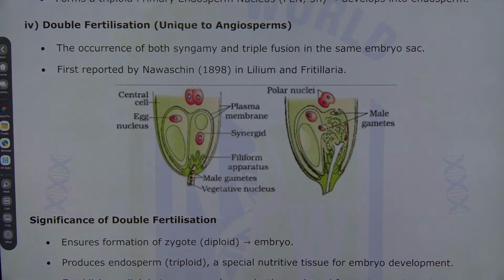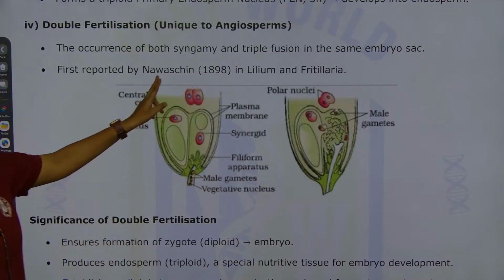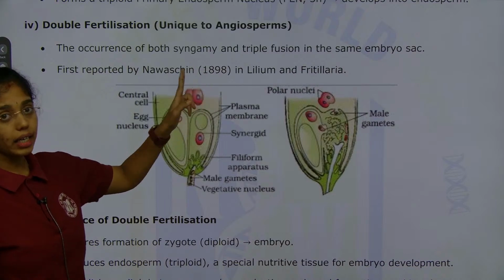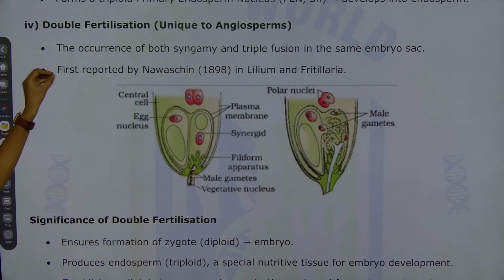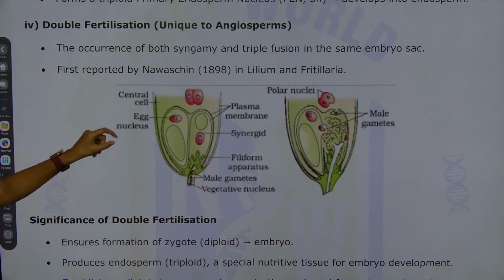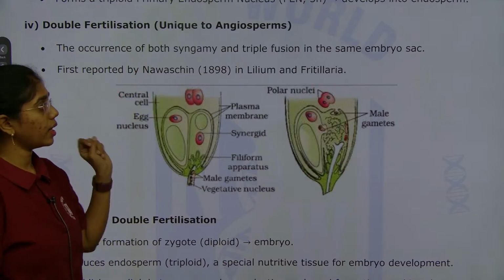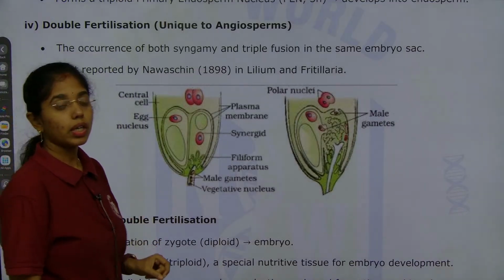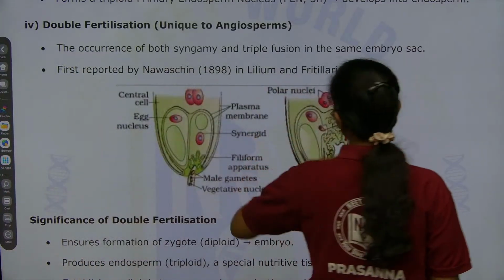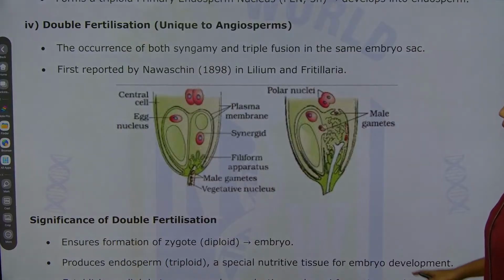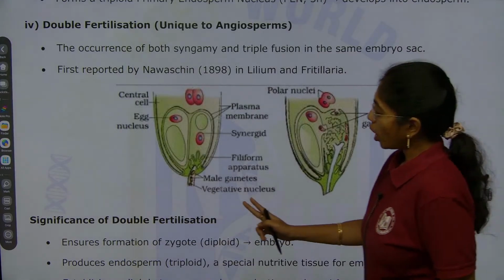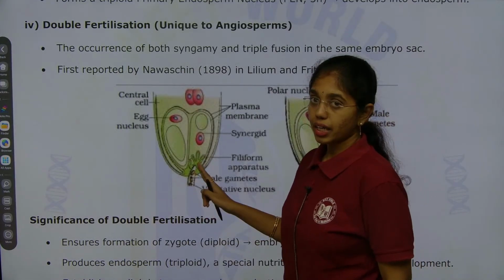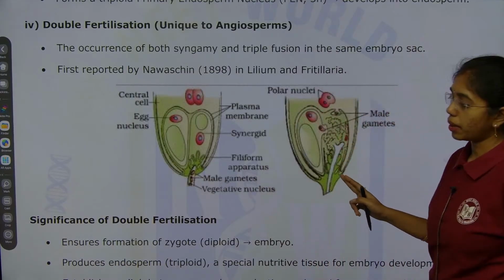Double fertilization was first reported by Nawaschin in the year 1898. It was first reported by Nawaschin in 1898 in Lilium and Fritillaria. And these are the diagrams of pollen tube entry, how synergids are getting disrupted and how male gametes are being released.